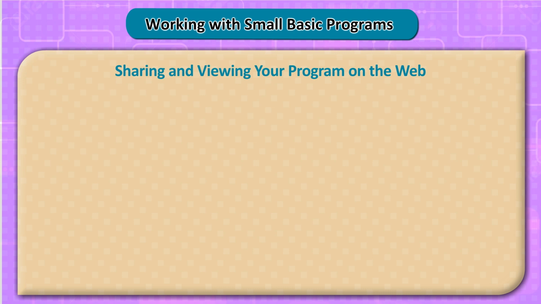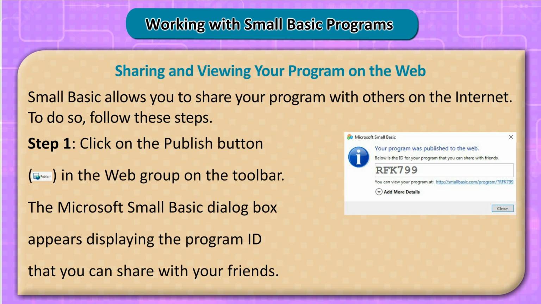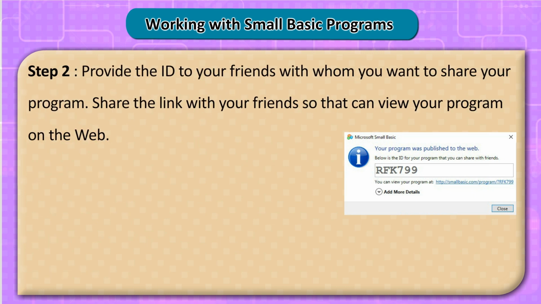Sharing and viewing your program on the web. Small Basic allows you to share your program with others on the internet. To do so, follow these steps. Step 1. Click on the Publish button in the Web group on the toolbar. The Microsoft Small Basic dialog box appears displaying the program ID that you can share with your friends. Step 2. Provide the ID to your friends with whom you want to share your program. Share the link with your friends so that they can view your program on the web.